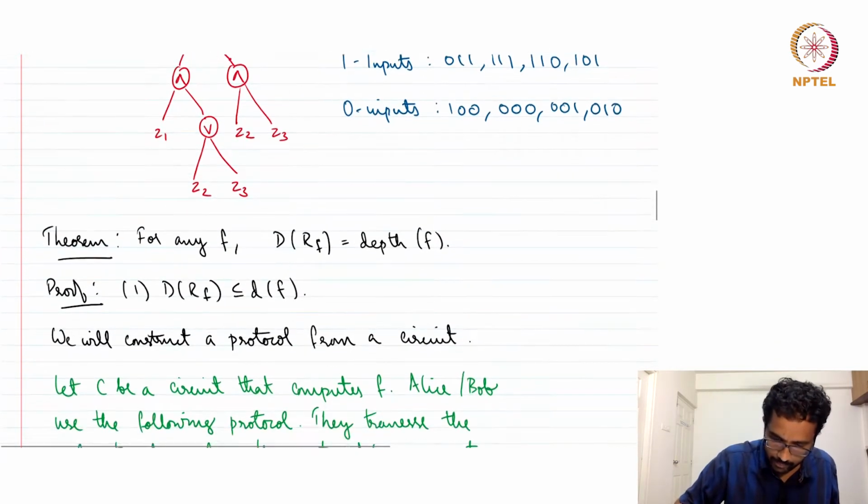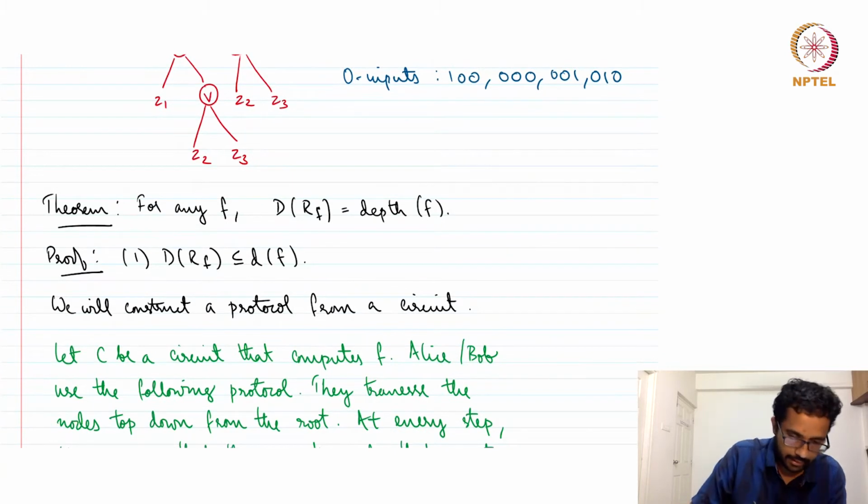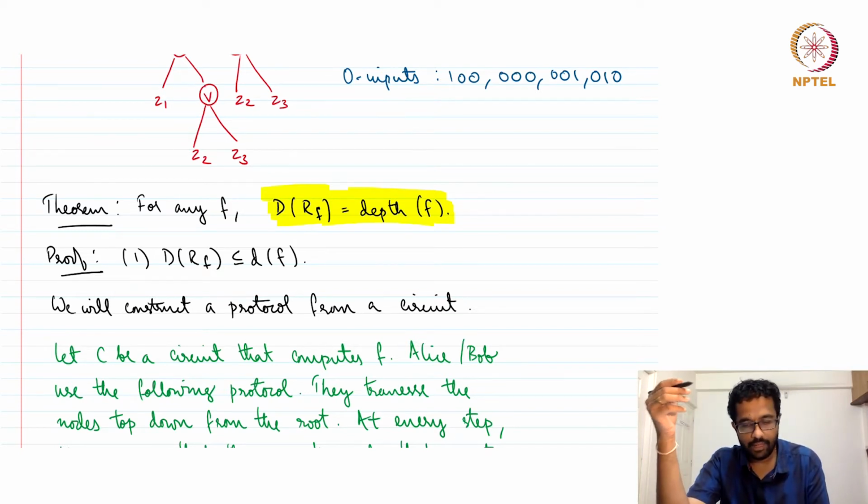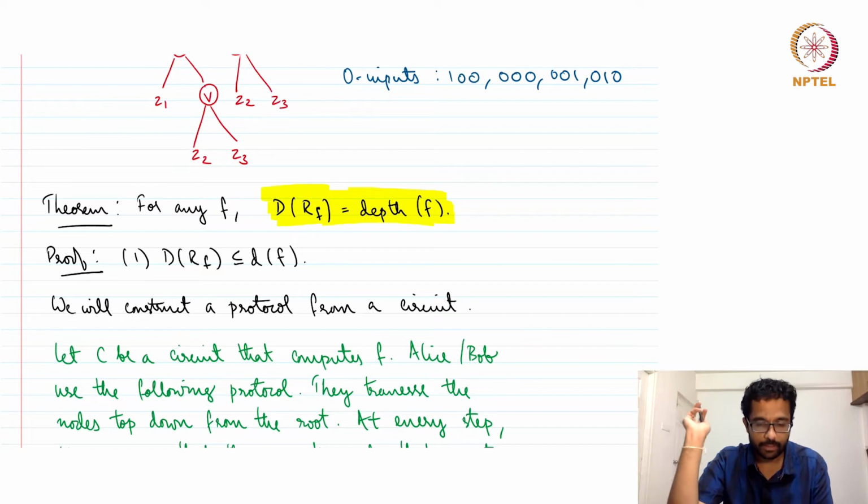And the main theorem by Karchmer and Wigderson is that whatever function we take, the deterministic communication complexity of the Karchmer-Wigderson relation, which I denote by D of Rf, is equal to the depth of the function, meaning the depth of a circuit that computes the function. The smallest depth circuit will have depth equal to the deterministic communication complexity of Rf.